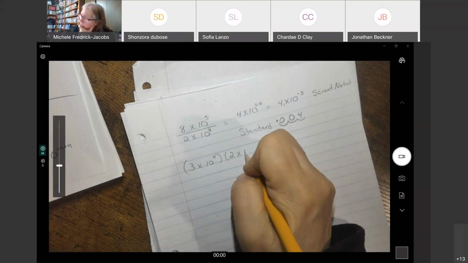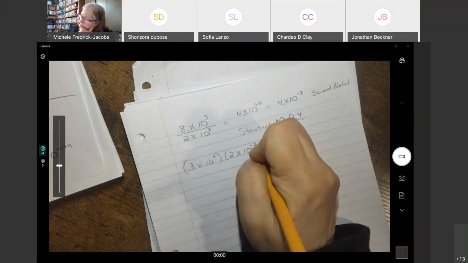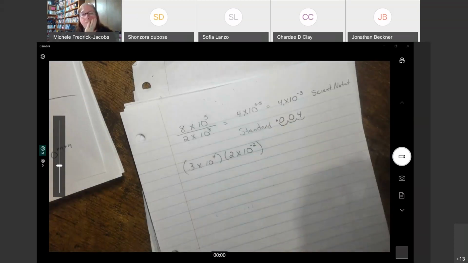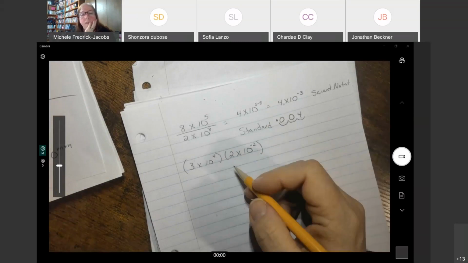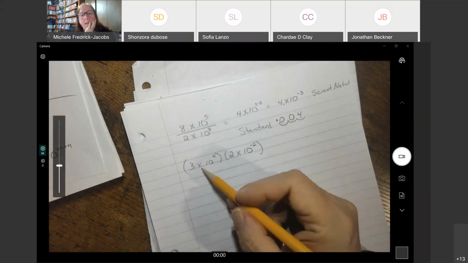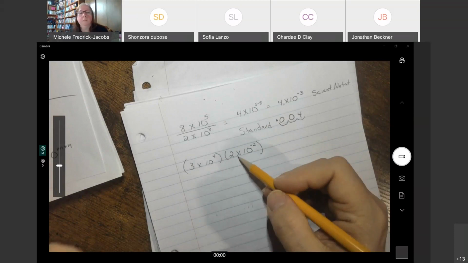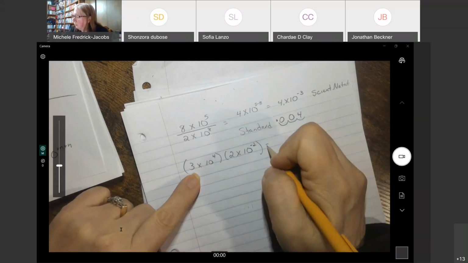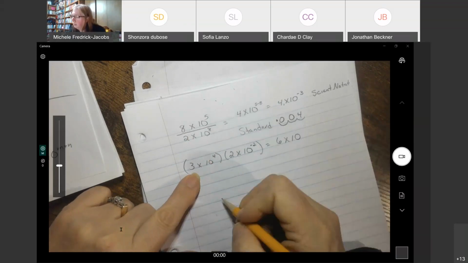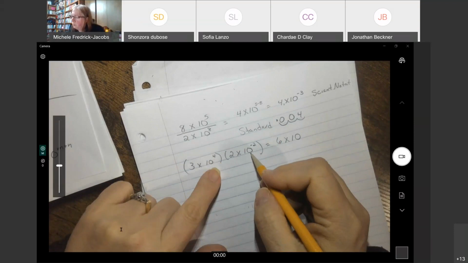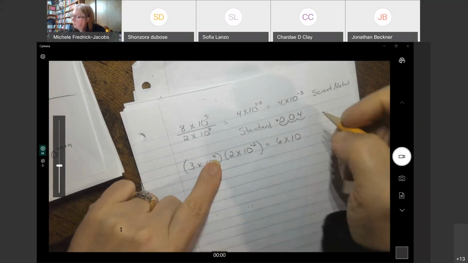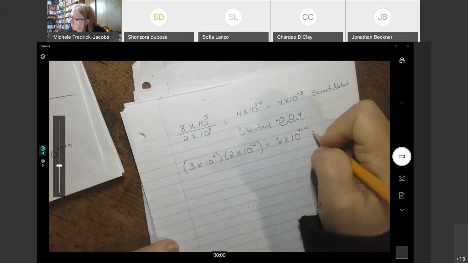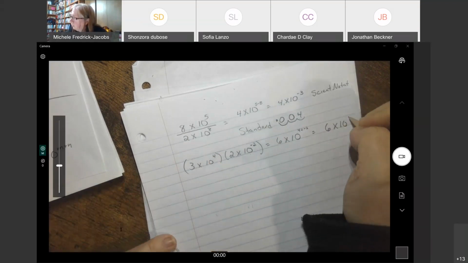2 times 10 to the negative 2. Again, we multiply these. So since we're multiplying, you multiply your numbers. When you're dividing, you divide them. 3 times 2 is 6 times 10. When you are multiplying bases, you add the exponent. So it's 4 plus a negative 2. Or 6 times 10 to the second.